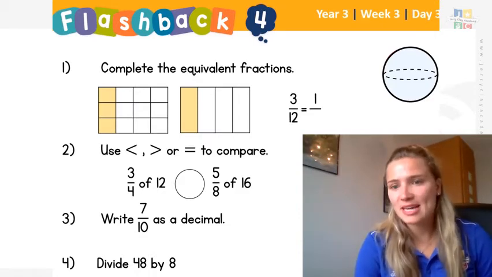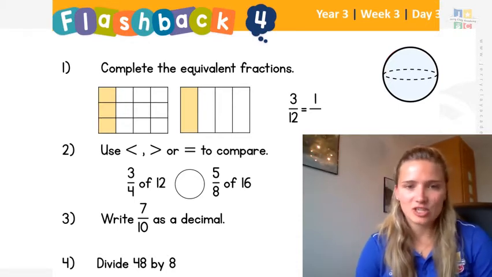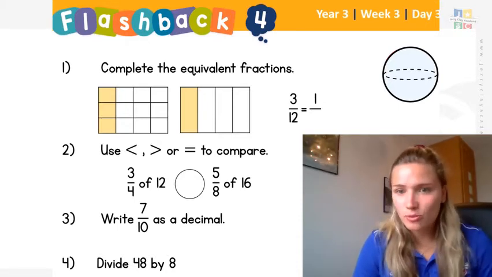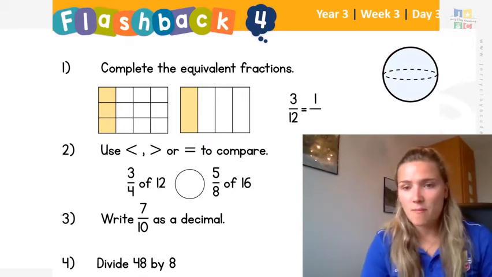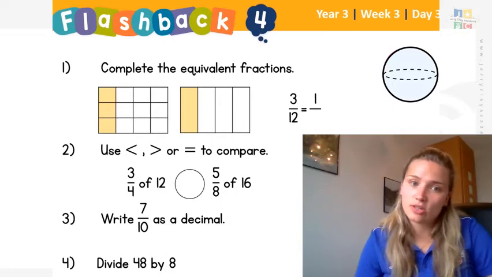So the first thing I want you to do is tell me the shape that's in the right-hand corner. Then you're going to be looking at equivalent fractions. You can use the pictures to help you, or you can remember to use the burger technique, where what we do to one side, we do to the other side.